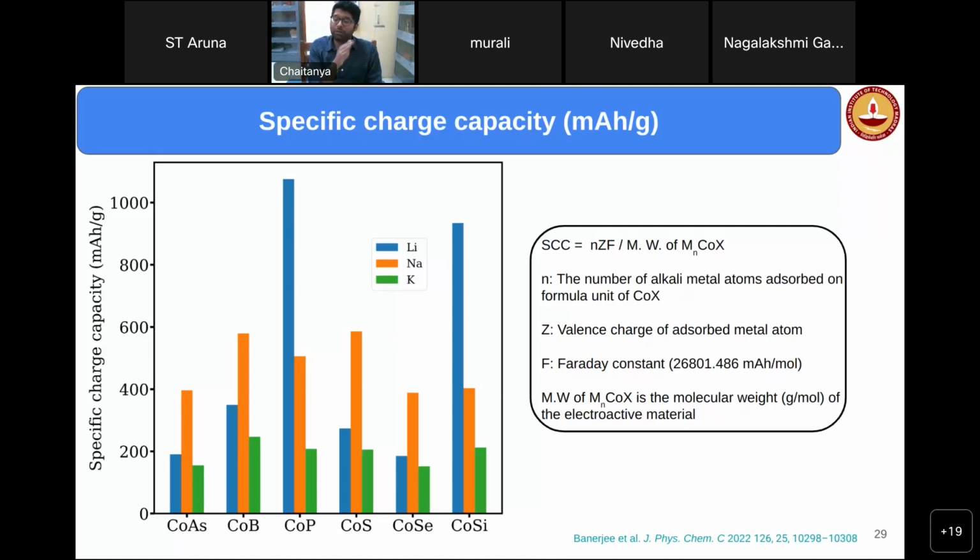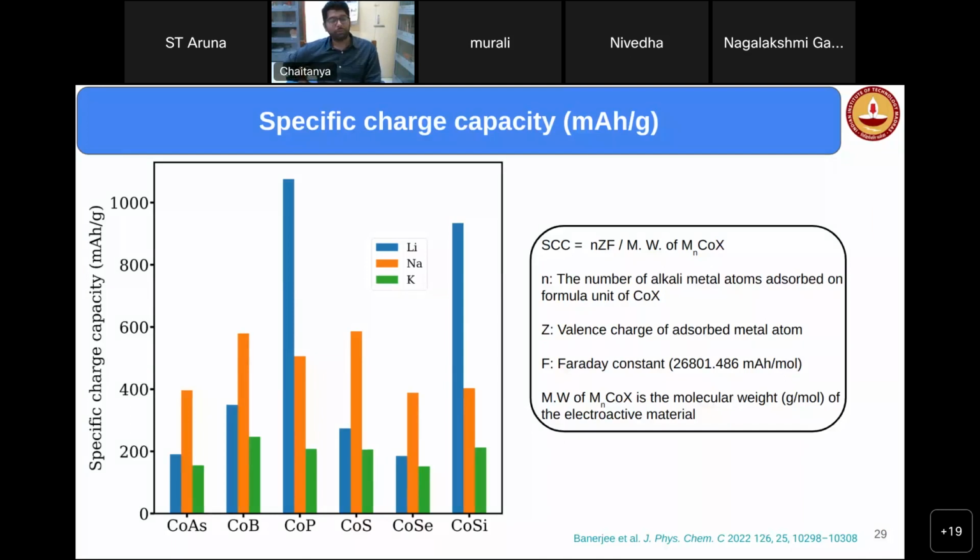So as a whole, till now, whatever we have considered, these are very good electrode materials, is what we found, because they are metals, they are absorbing strongly, even multiple layer adsorption is okay, diffusion barriers are okay, the voltage profile is also okay, and even the specific charge capacity is okay. So what are the other things that we need to check?